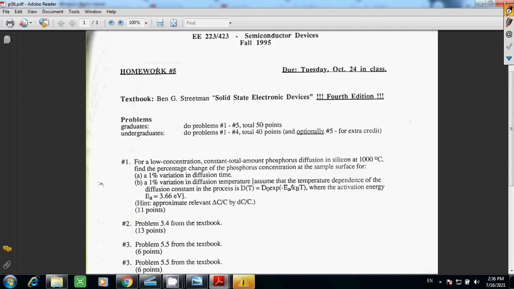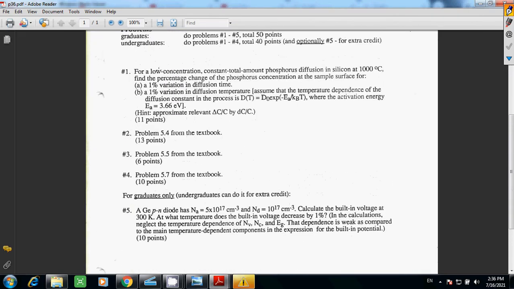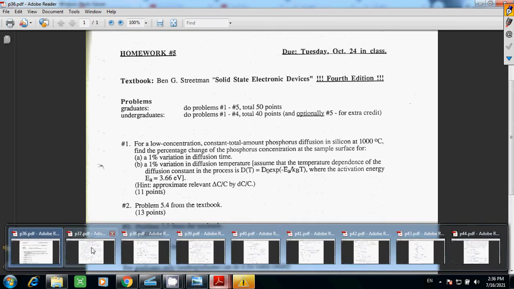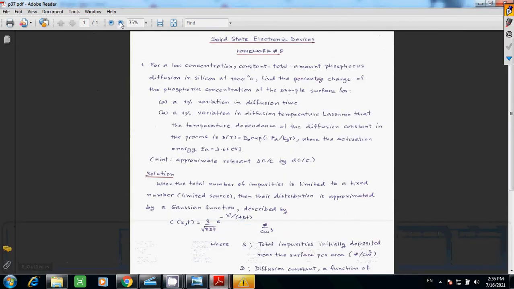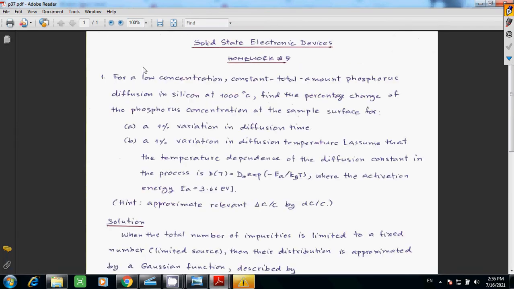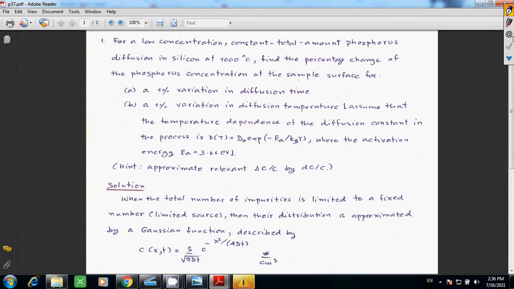So we have 5 problems, some of them from our textbook. Let's get started with problem number 1.